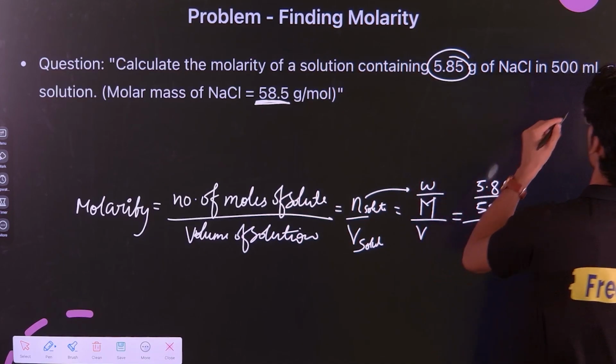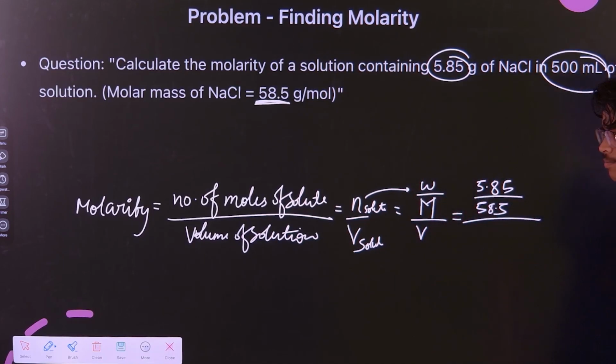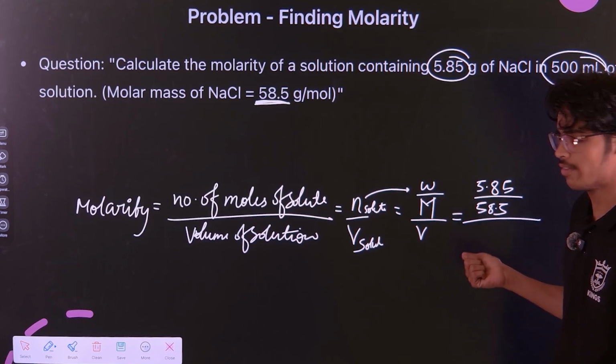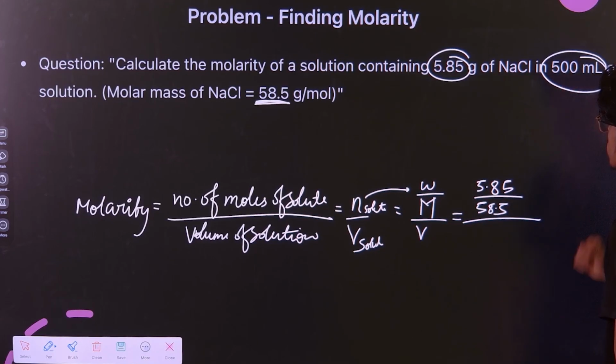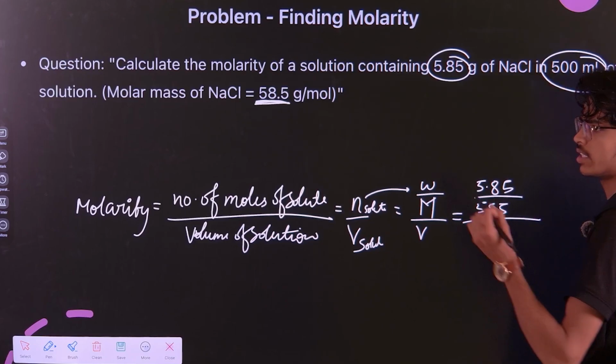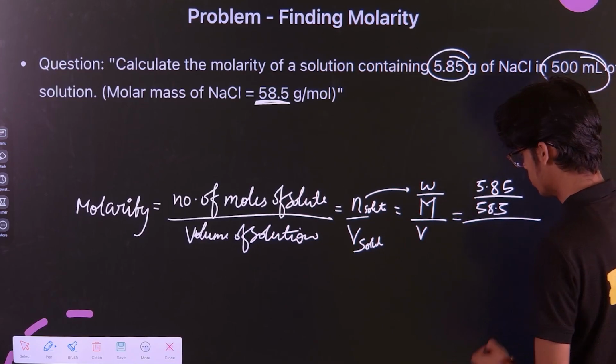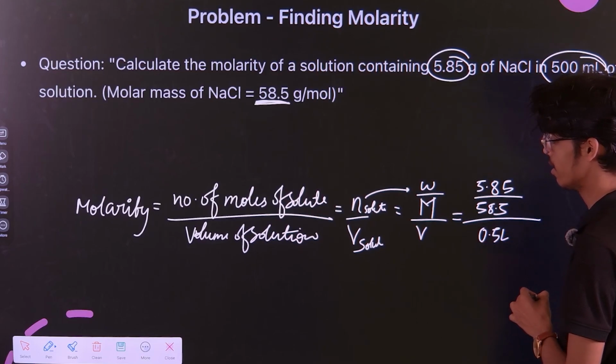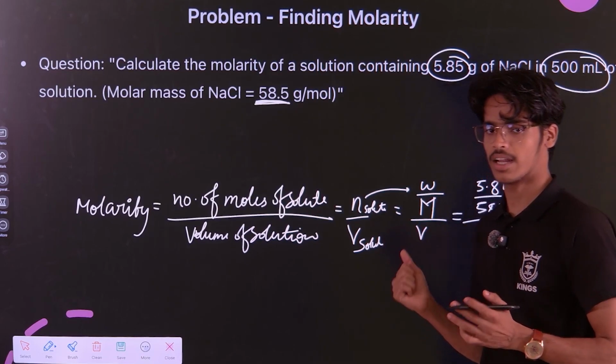So volume is 500 ml. Should I write 500 over here? No, I should not write 500. I have to write it in terms of liters. So 500 milliliters is equal to 0.5 liter. I hope you are able to understand, right? We have to get the answer in the correct units.